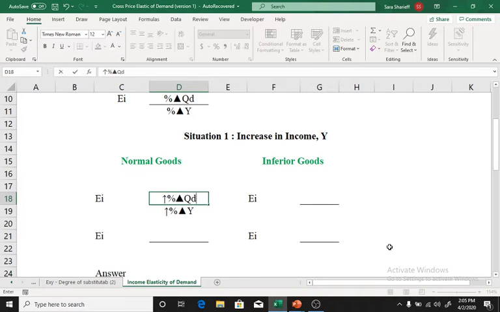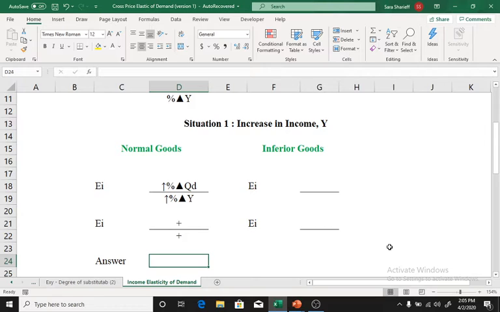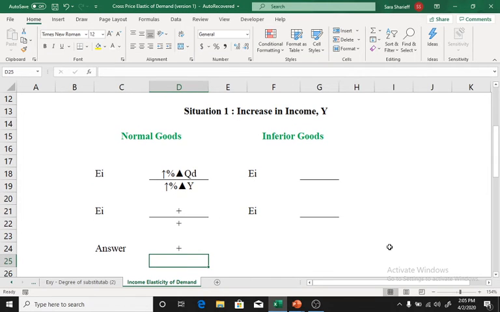So there is some percentage increase in quantity demanded. Your denominator is a positive number because there is some percentage increase in income. You're moving from a smaller number to a bigger number. Your numerator is also a positive number because whenever you move from a smaller number to a bigger number, percentage change is always positive. A positive divided by a positive is a positive number. What is the conclusion? Normal goods always have a positive income elasticity of demand, right?